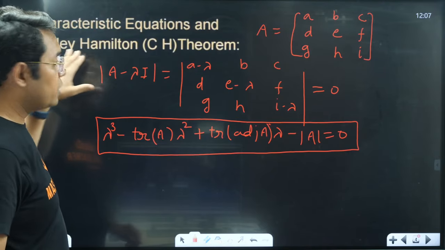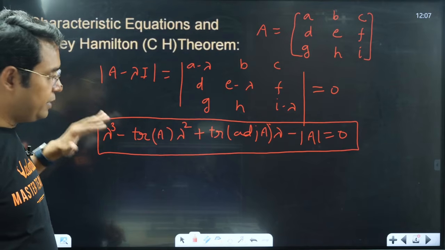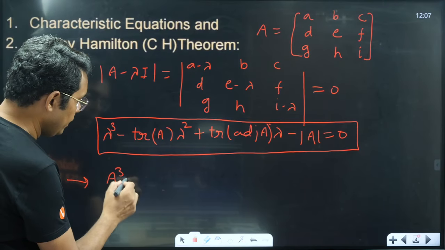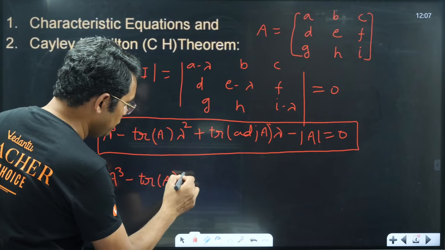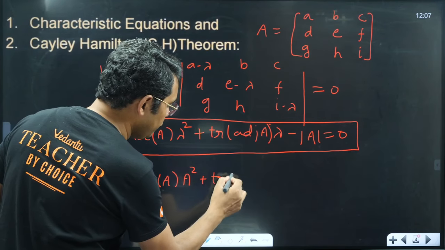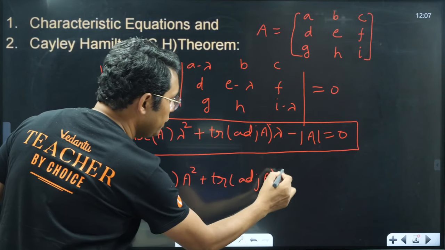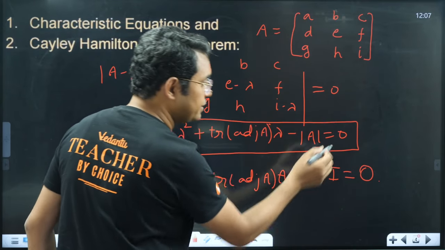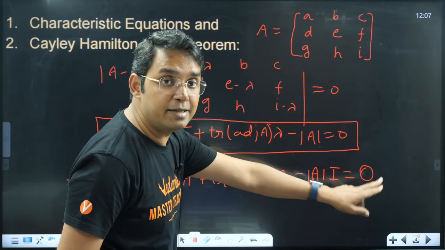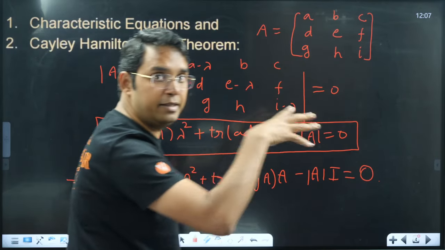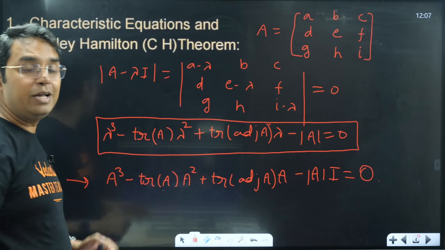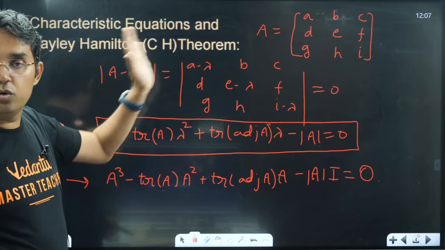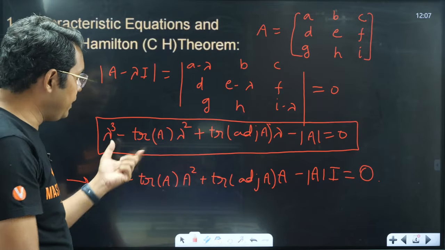Now as I told you, Cayley-Hamilton theorem says it satisfies its characteristic equation. So the relation in matrix would be A cube minus trace of A into A square plus trace of adjoint of A into A minus determinant of A into I, and that will be equal to the null matrix. See, this is a zero scalar quantity, that's a null matrix. There will be 9 zeros in this null matrix because we are talking about a 3 into 3 matrix. Okay, so for 2 into 2 it's clear, for 3 into 3 you have to remember this is the relation.